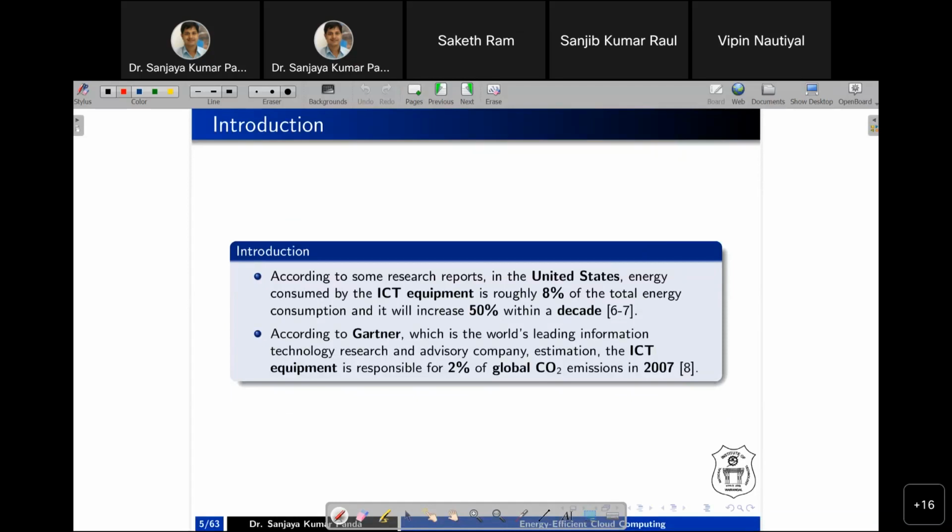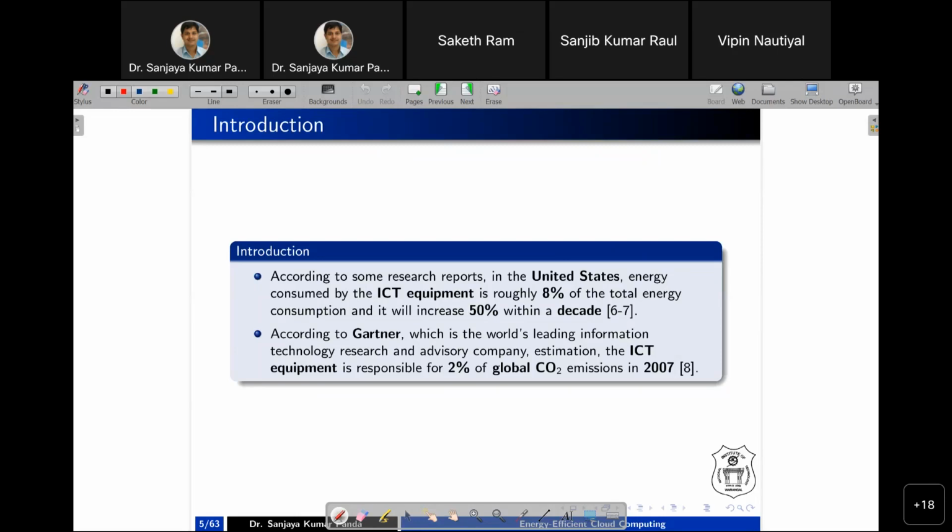ICT equipment means our mobile is ICT equipment, our laptop is ICT equipment, our desktop is ICT equipment. Whatever energy is consumed by this equipment is roughly 8% of the total energy consumption. And if you see our COVID situation, earlier we were not using our desktop or laptop systems or our mobile phones to attend meetings. But due to the COVID pandemic, nowadays every person has two or more gadgets to maintain this.